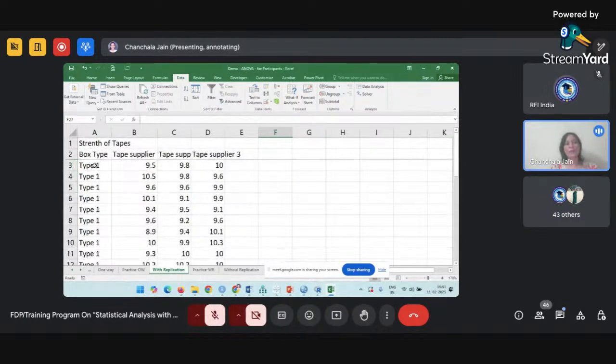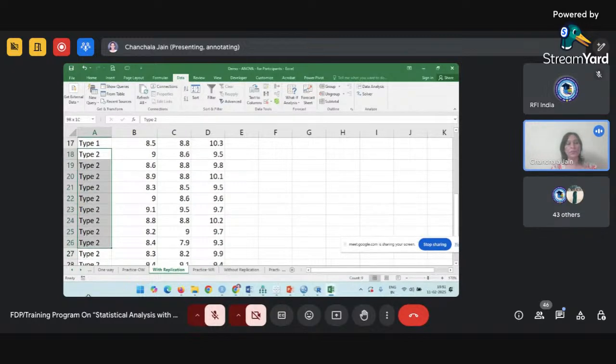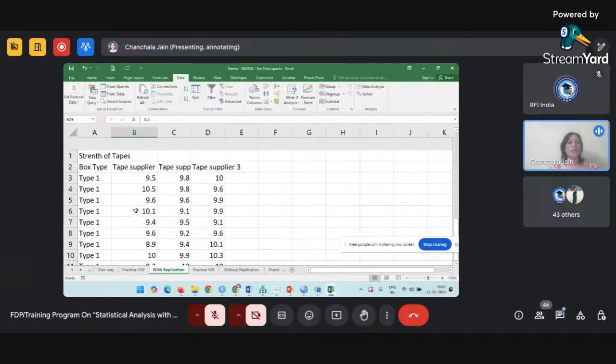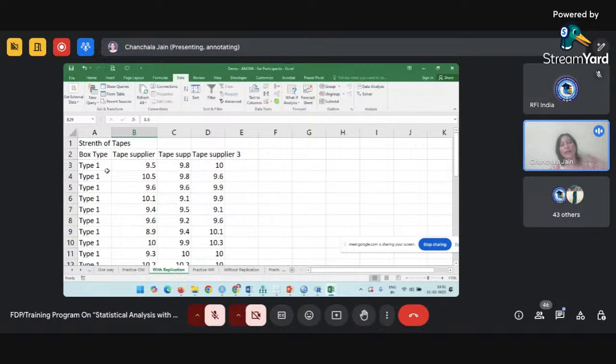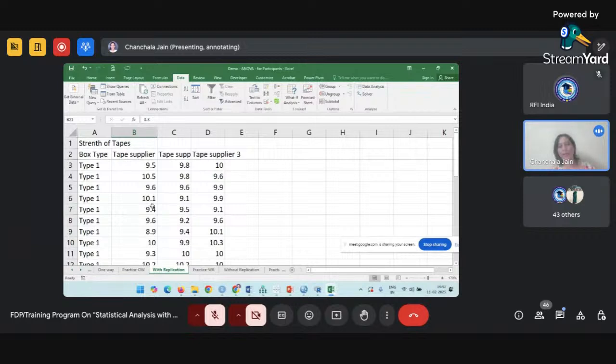So that means we are having box type 1. It is coming 15 times, right? Similarly, you can check type 2 is also replicating 15 times. Means from the type 1 box, 15 different samples I have picked, and these are the strengths I have mentioned here, right? Similarly, from box 2, from each box one tape is taken, and these are the strengths we have mentioned here one by one. So likewise, you can repeat for the various suppliers, and this way this data was collected, right?